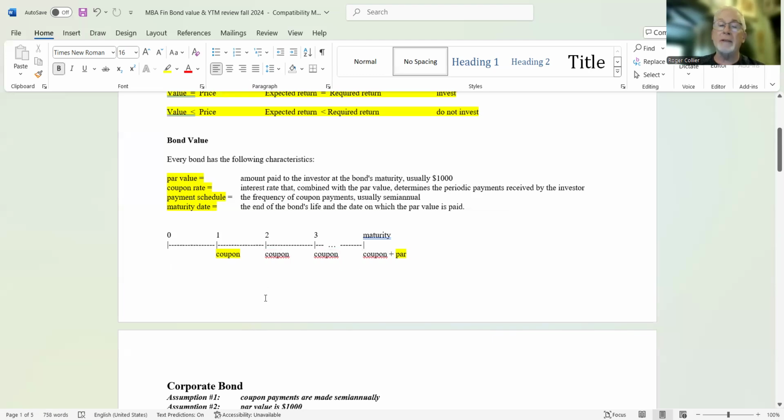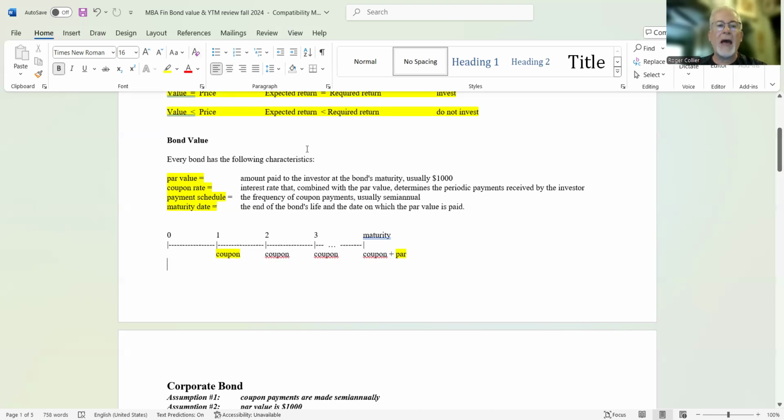How much are the payments? Well, it depends upon the coupon rate, which is a percentage, of course, times the par value, and then divided to take into account the payment schedule. Because remember, that coupon rate is always quoted per year. So if the payment is semi-annual, we need to divide by 2, or quarterly, we need to divide by 4, and so on and so on.